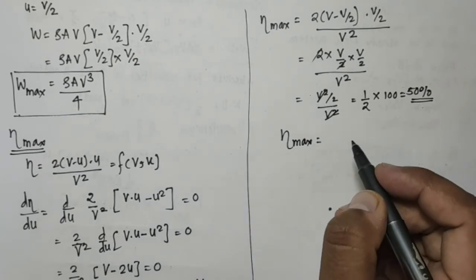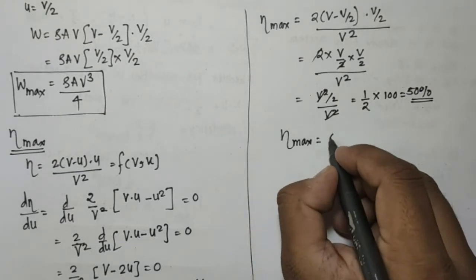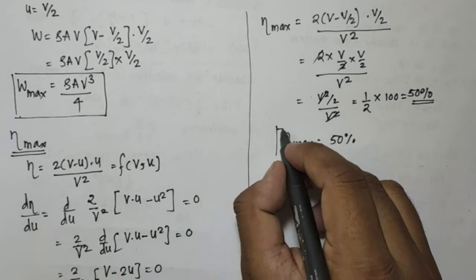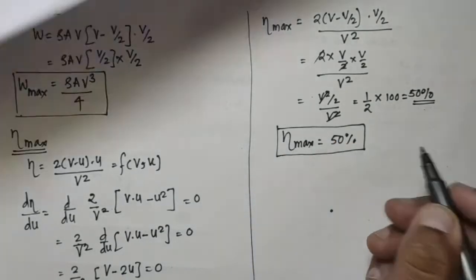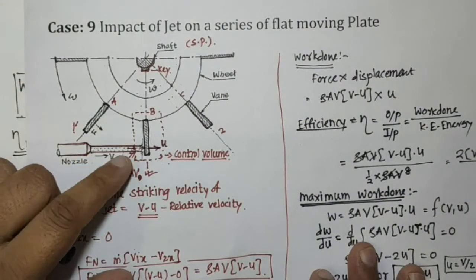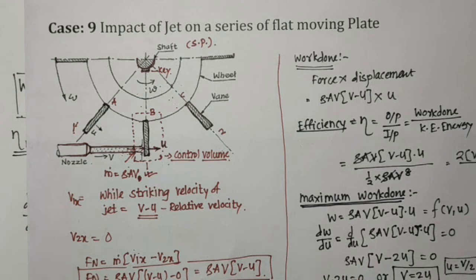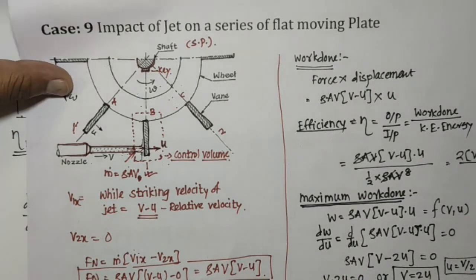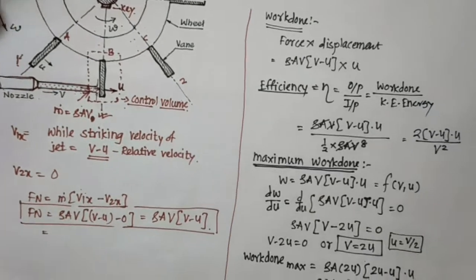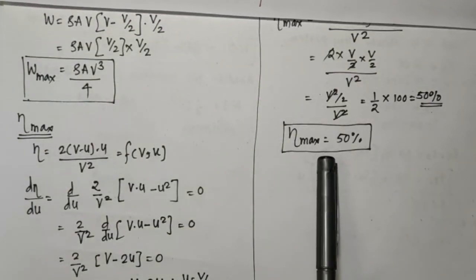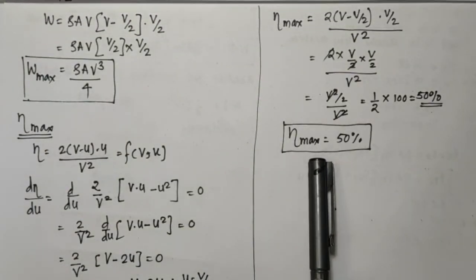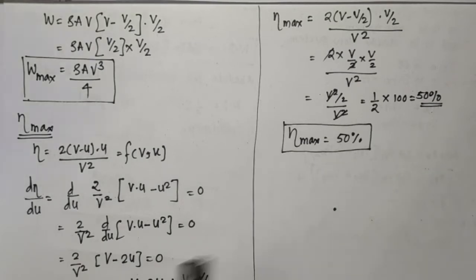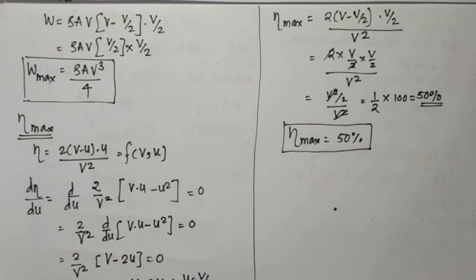This is the plate which is connected in a series, and the plate is a flat one. For this type of plate, even if we have a frictionless surface and all the things ideal, the maximum efficiency does not cross 50%. Which means that if we are using a flat plate, that flat plate offers us 50% efficiency.